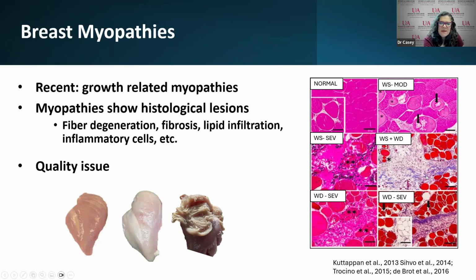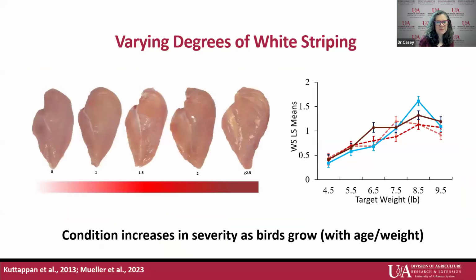So these histological changes are occurring in meat and leading to things that we actually see and feel in the end product, that breast fillet. So I've got white striping, woody breast, and spaghetti breast, and I'm going to talk more about those.